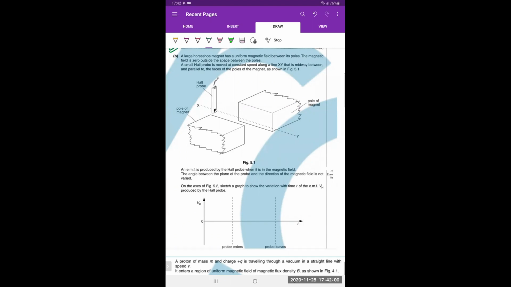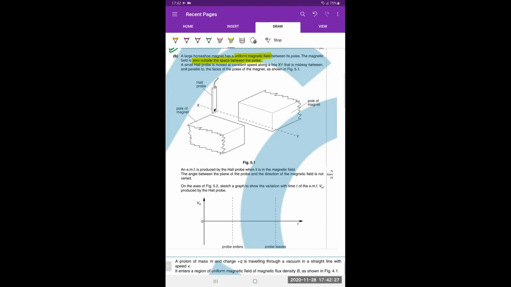Okay, so in the question it says a large horseshoe magnet has a uniform magnetic field. I'll just highlight the relevant terms. Has a uniform magnetic field between its poles. The magnetic field is zero outside the space between the poles. So it's uniform between the poles and it's zero outside the poles.